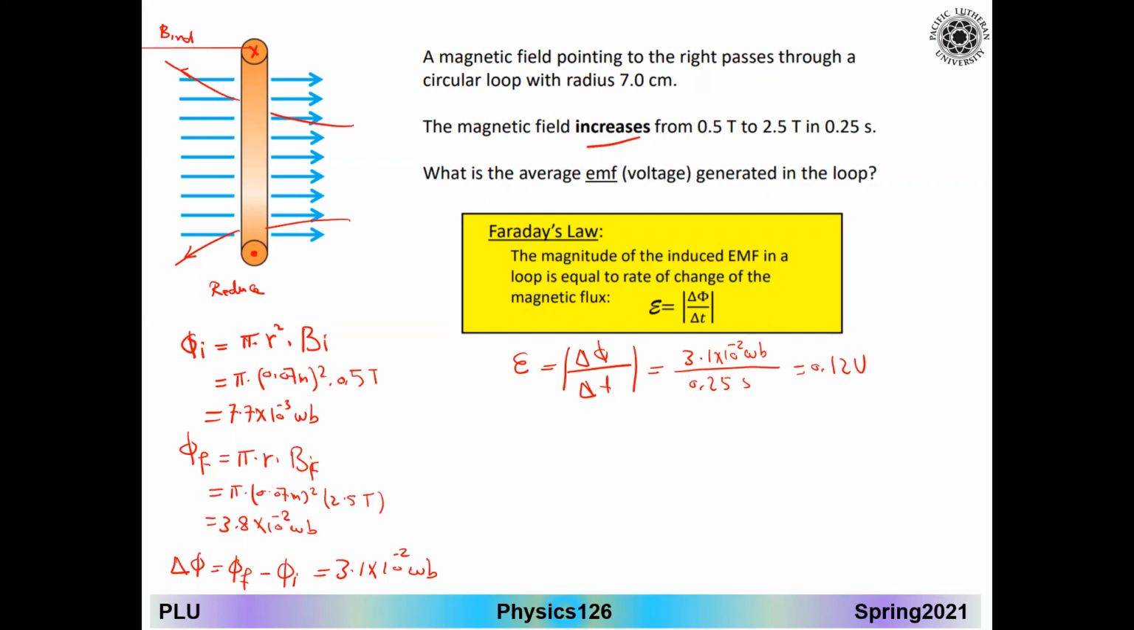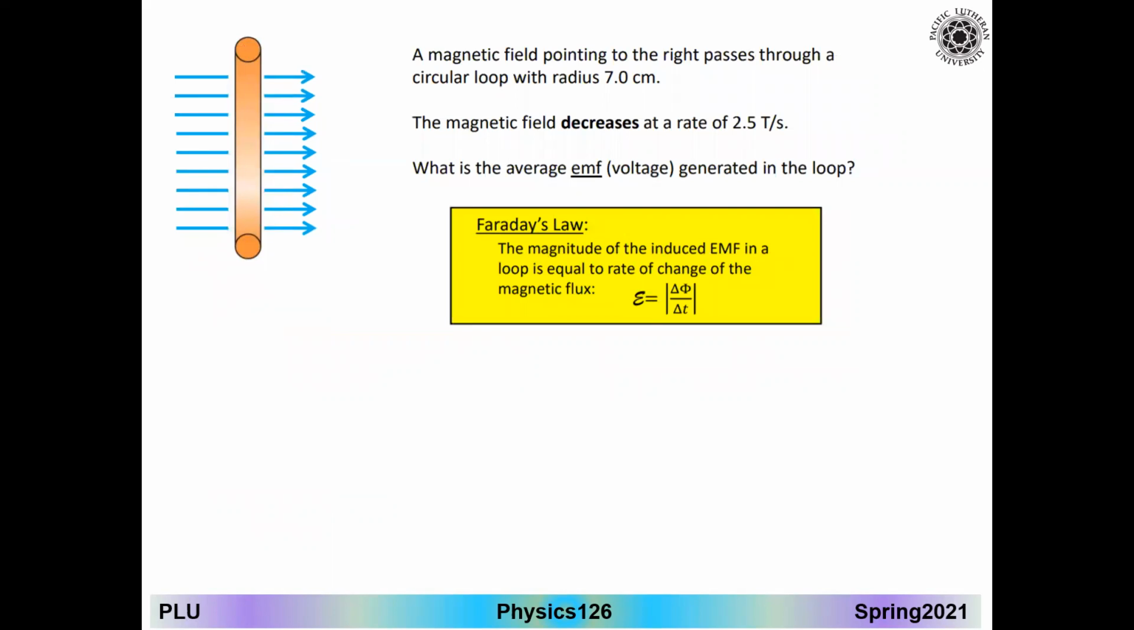So let's move to the second example. In this example, we're given a similar situation, but the magnetic field decreases, not increases. They give you the rate of 0.25 Tesla per second.